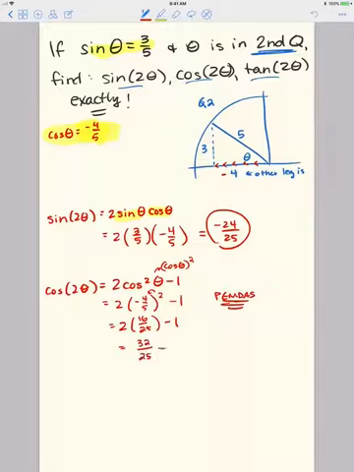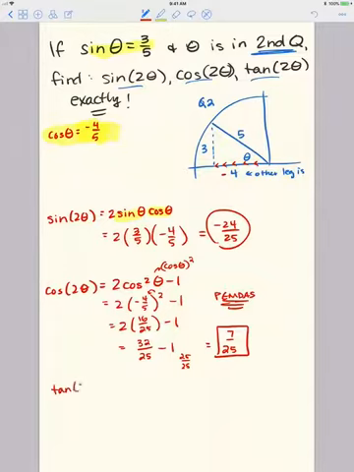And then we'll subtract 1. And that is like subtracting 25 over 25 if you had a common denominator. And that turns into 7 over 25 for the cosine of 2 theta.